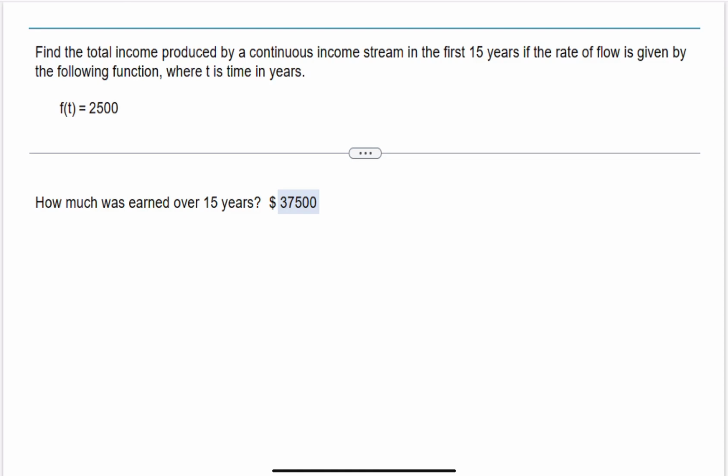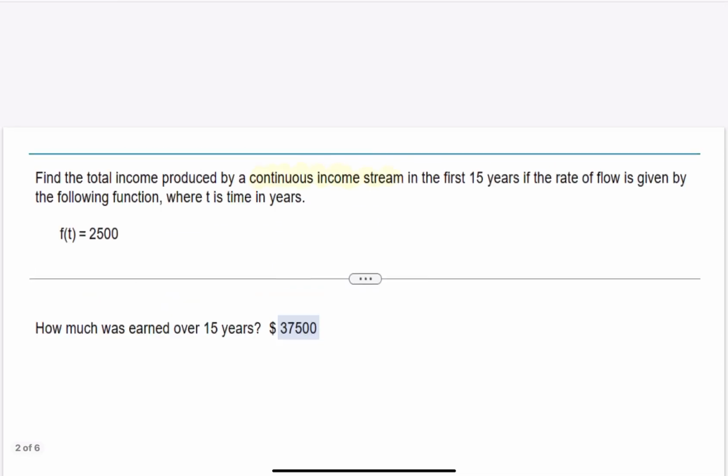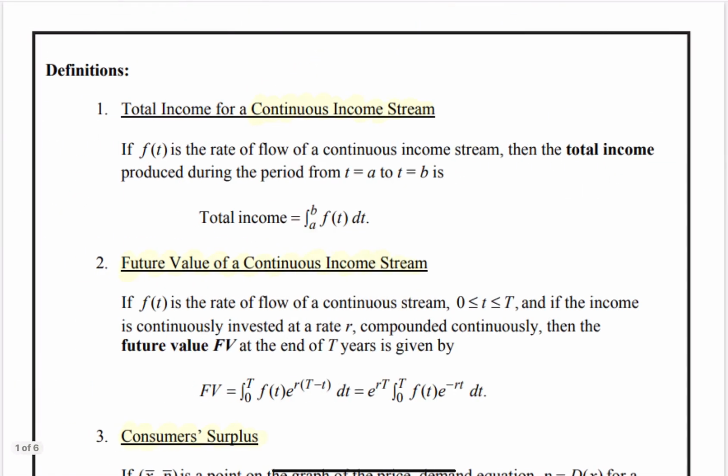It says find the total income produced by a continuous income stream in the first 15 years if the rate of flow is given by the following function where t is time in years. So given a problem like this, because they have mentioned it's a continuous income stream, I will go back to my reference here and see a total income for a continuous stream, which is this: if f of t is a rate of flow for a continuous income stream, then the total income from time a to b is integral a to b f of t dt.